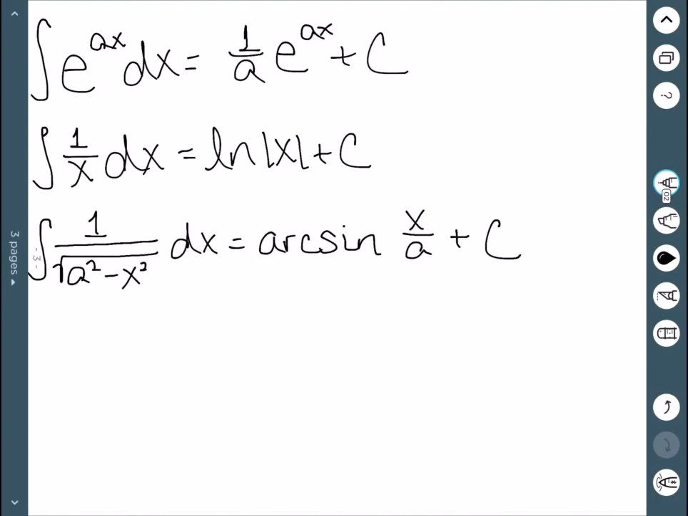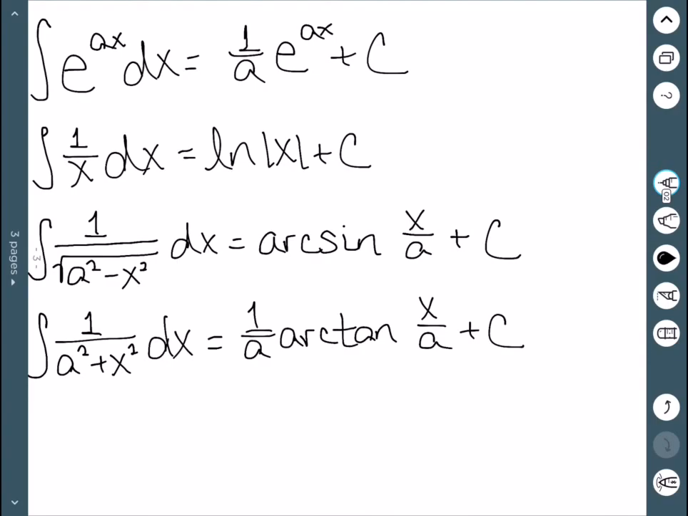The next one, the integral of 1 over the square root of a squared minus x squared dx is arcsine of x over a plus c. So this is the inverse sine. And I will use arcsine because occasionally I want to use sine to the -1 to mean cosecant, and I don't want to get confused using a -1 power as both meaning cosecant or inverse sine. So we'll use arcsine and arccosine to indicate the inverse.